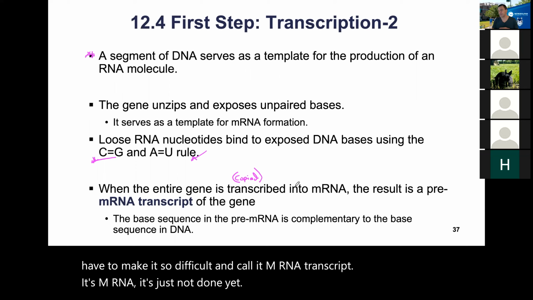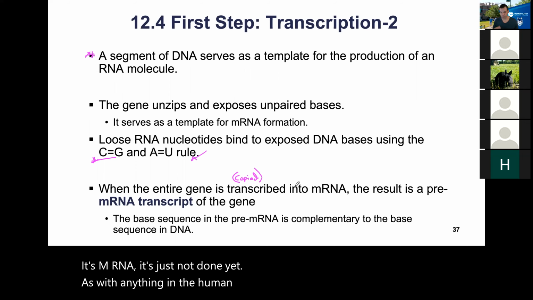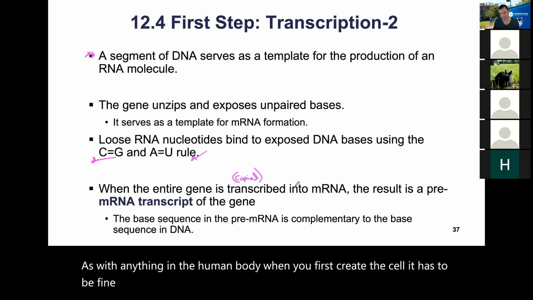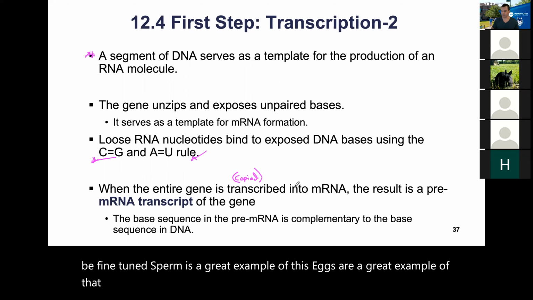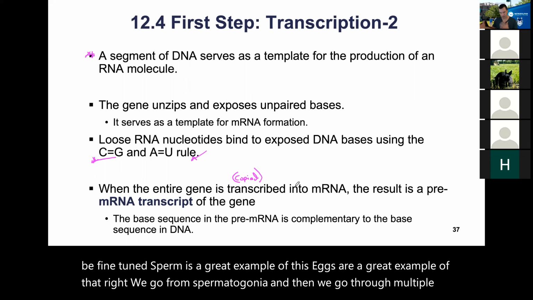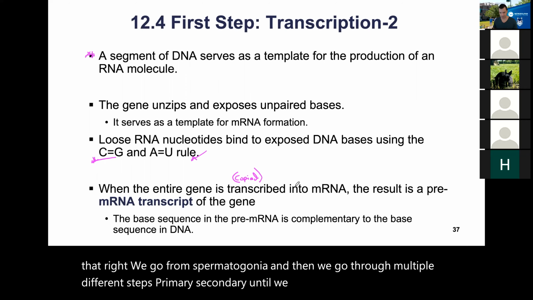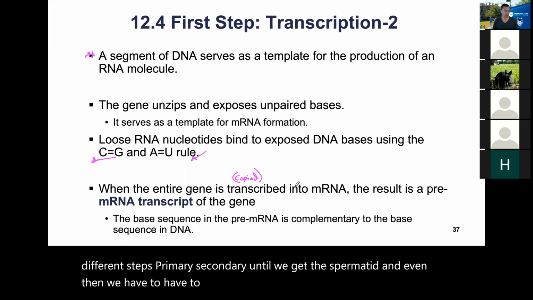As with anything in the human body, when you first create the cell, it has to be fine-tuned. Sperm is a great example of this. Eggs are a great example of that, right? We go from spermatogonia, and then we go through multiple different steps, primary, secondary, until we get the spermatid. And even then it has to fine tune itself before it becomes a mature sperm.